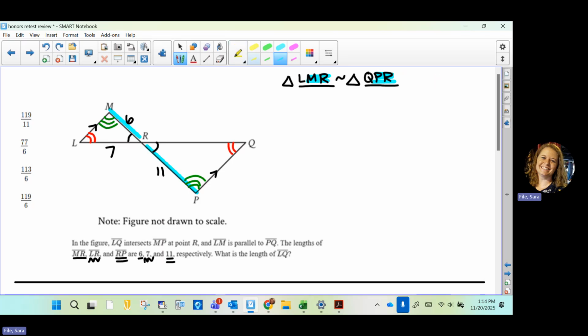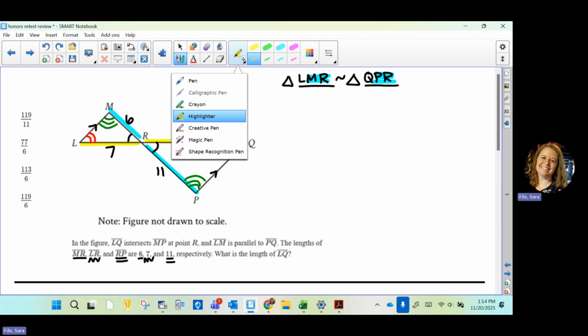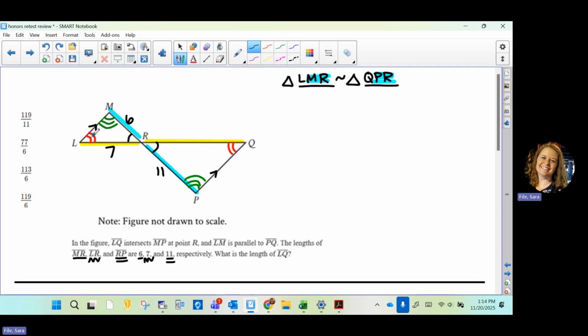So you can look at it visually in the triangle or in your similarity statement, whatever makes more sense to you. Now the other side that I know is the 7. What side would the 7 correspond to? RQ here, because LR is 1 to 2 arcs, and RQ is 1 to 2 arcs. Or you could look up here in the similarity statement and see LR is first-last, QR is first-last. Does that make sense? Okay. So now I know what corresponds to what.